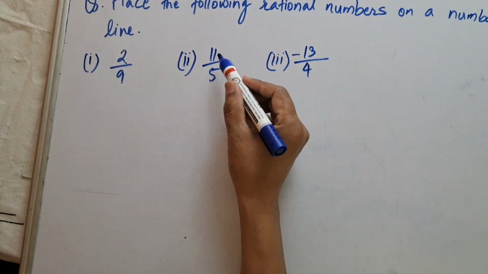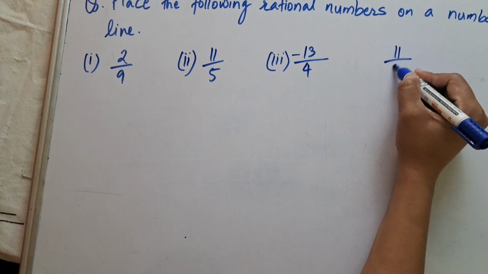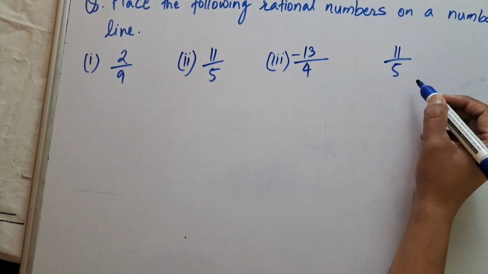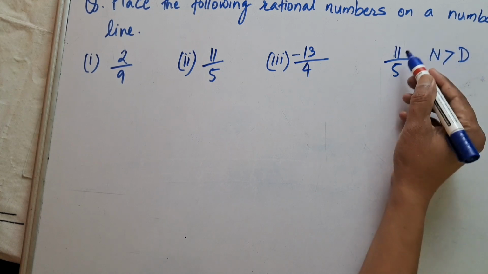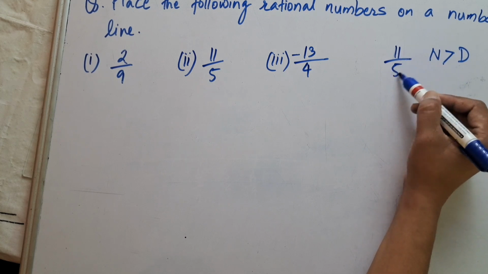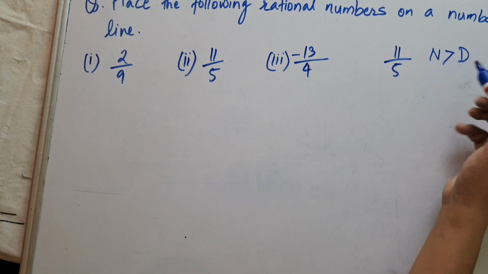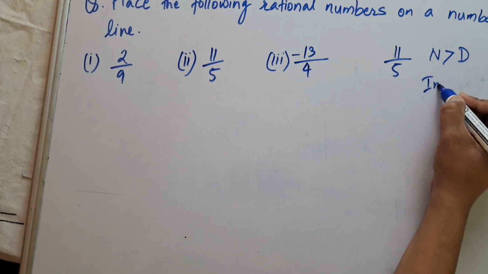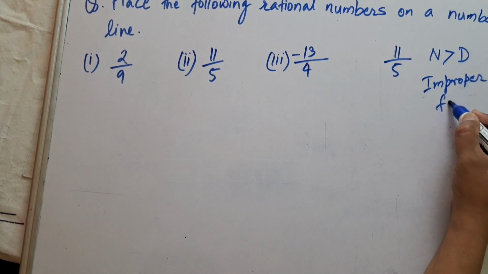Now let us place 11 upon 5 on a number line, okay. First let us observe this fractional number 11 upon 5. We can see numerator is greater than denominator. 11 is the numerator, 5 is the denominator, and 11 is greater than 5. This means this is an improper fraction. Improper fraction, okay.